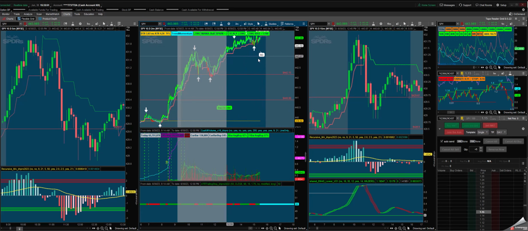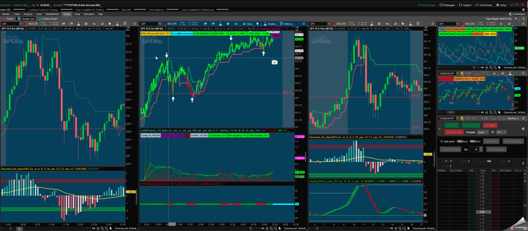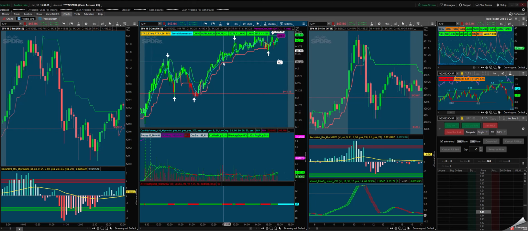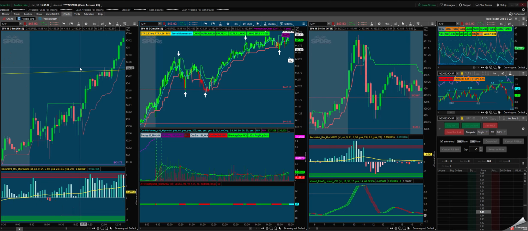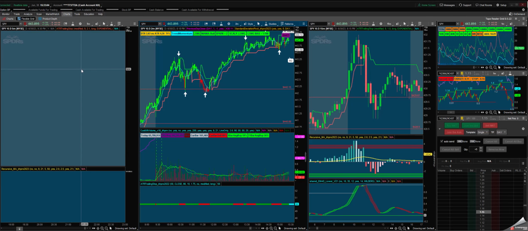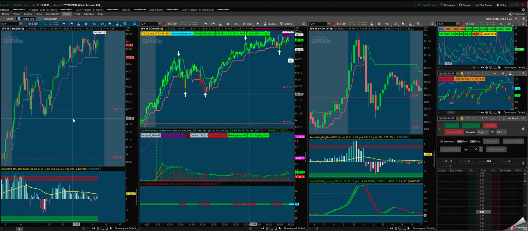Hopefully it's pretty easy to understand. It's not one of those ones where your charts are completely covered up. You can't see your candles. It's very easy. You don't even need the 9 EMA if you don't want it. You don't even need the recursive moving average if you don't want it.